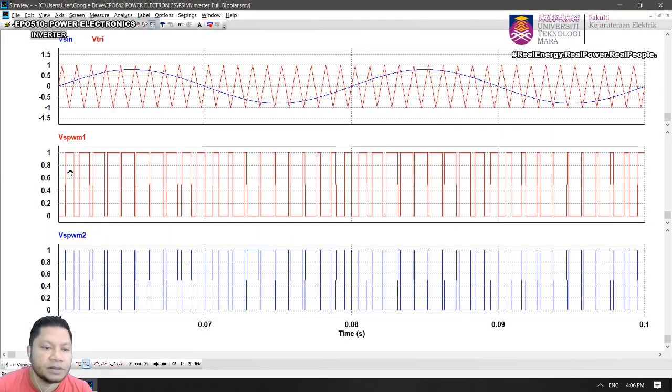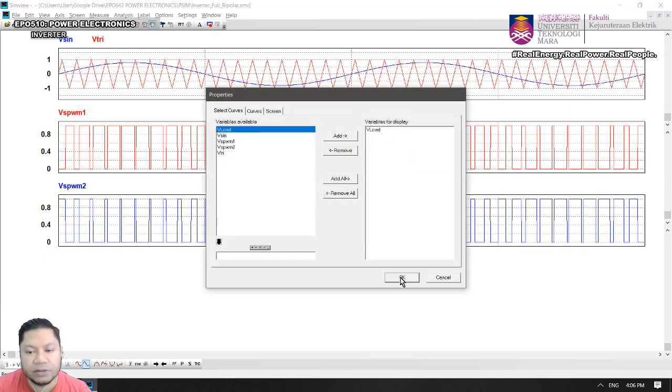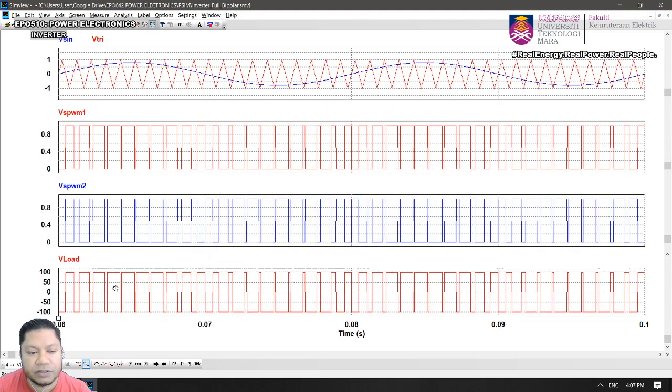Okay, so whenever Vm is greater than Vc, you will produce 1, and the inverting version will be 0. So SPWM1, SPWM2: this will be connected to S1 and S4, and this will be S2 and S3. And therefore the final version will be the load output voltage, so it will say minus.